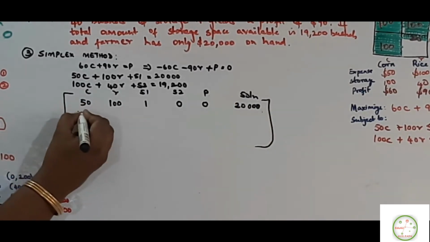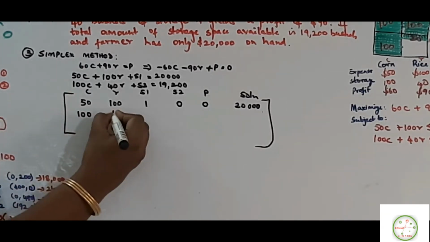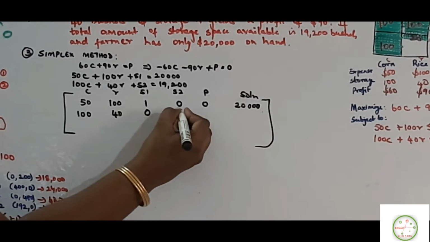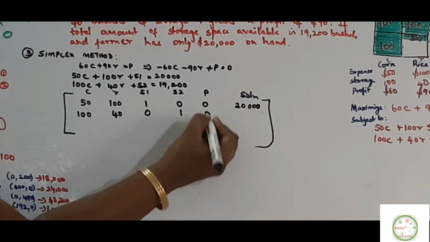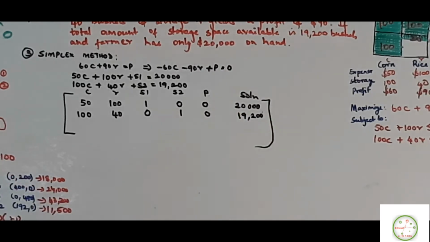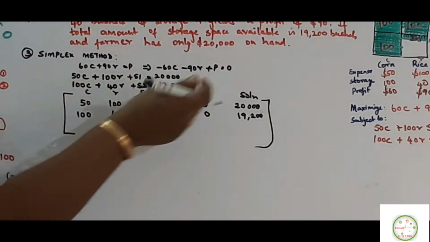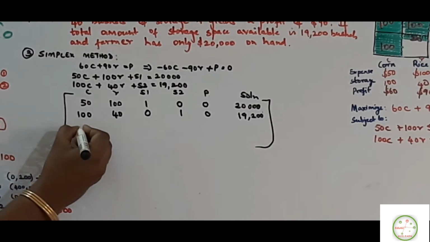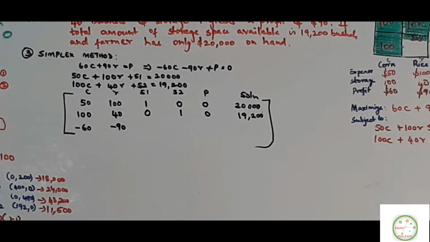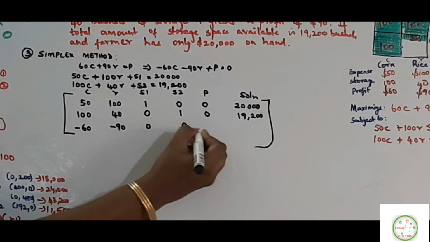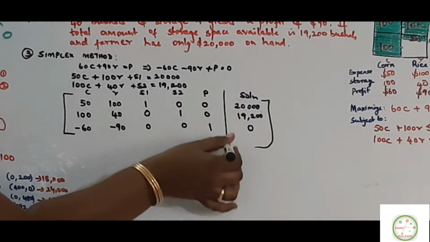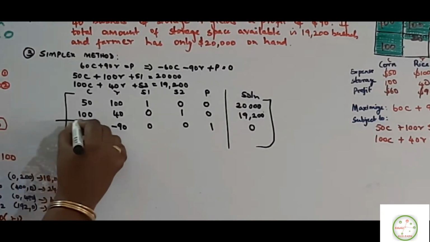Similarly, from equation 2, 100 for C, 40 for R, we don't have S1, so 0, S2 is 1, we don't have profit P, so 0, and the solution is 19,200. And we have the profit equation: minus 60C, minus 90R, no S1, no S2, 1 for profit, and no solution. So this is our table structure.